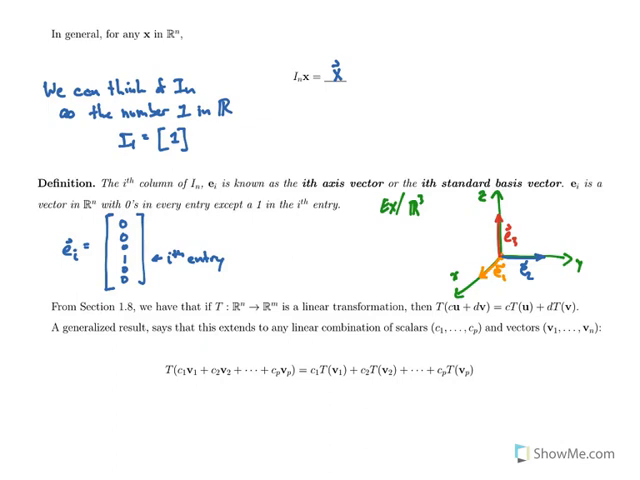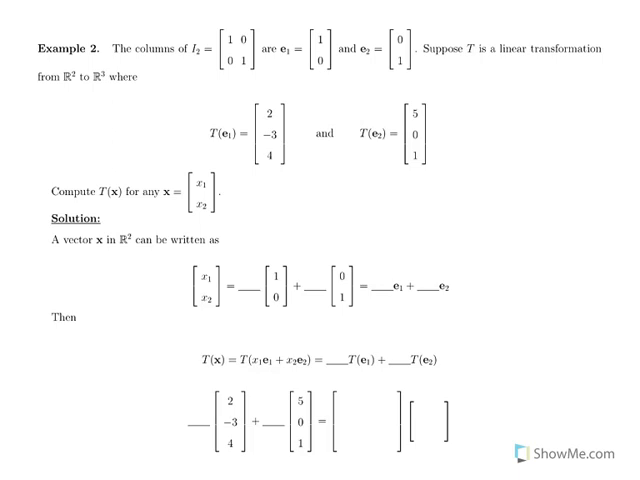With that in hand, we can now look at some examples here. So first example, the columns of I2, that is the identity matrix with n equal 2, are the two standard basis vectors, the two axis vectors, corresponding to the x and y direction, (1, 0) and (0, 1). And we're going to suppose that T is a linear transformation from R2 to R3, noting that R2 is the domain, that's what we plug in, two-dimensional vectors. We're going to output three-dimensional vectors, that being the codomain. And we're given this transformation by these two vectors.